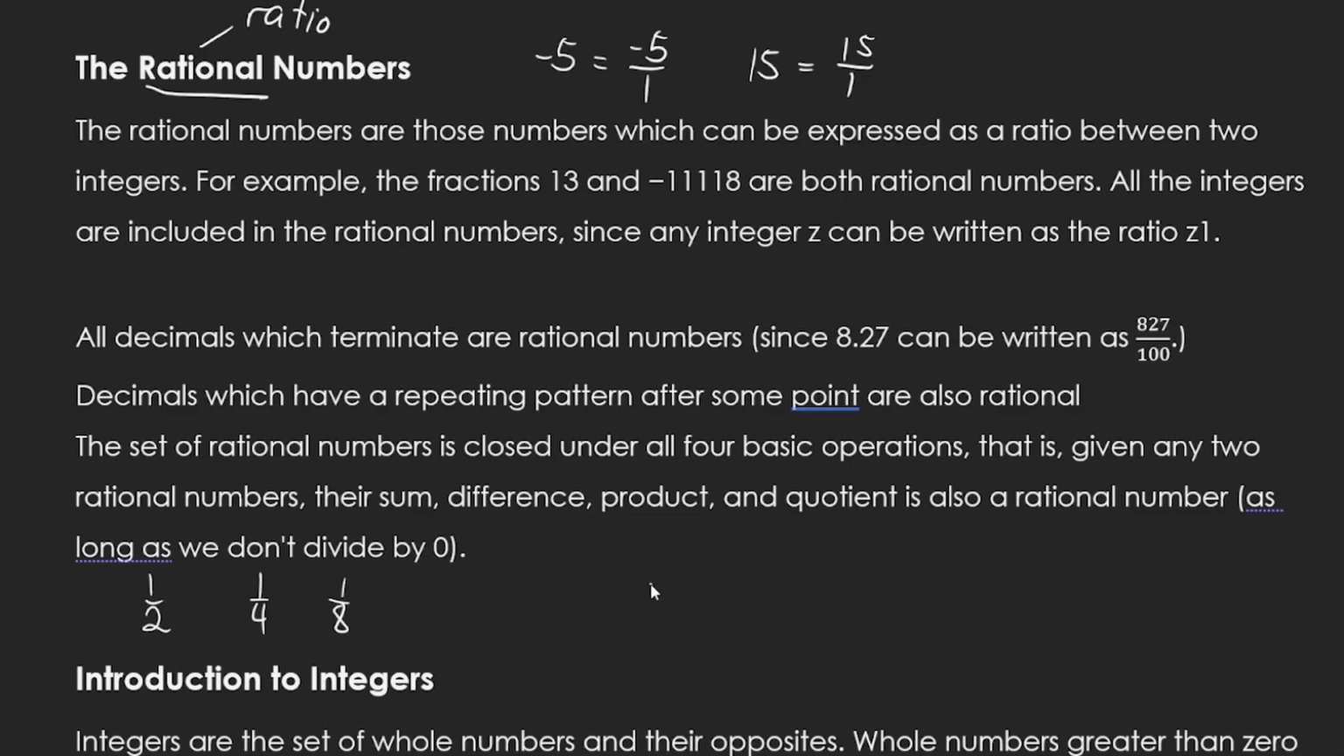Let's say we have 5.27. This decimal number can be expressed as 527 over 100. We have expressed the decimal as a ratio. So if you see a decimal that is terminating, meaning it has an end, then it is a rational number. There is also another branch called irrational numbers, but we're going to talk about that next time.